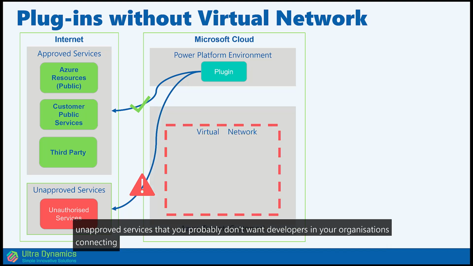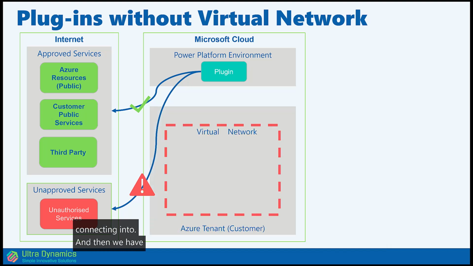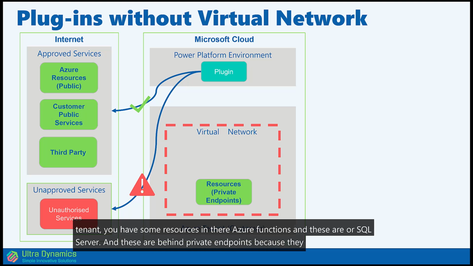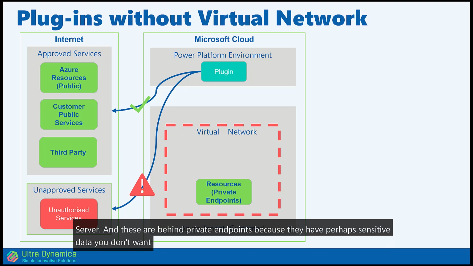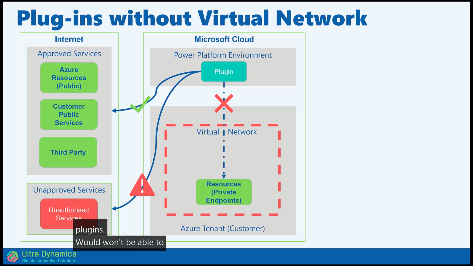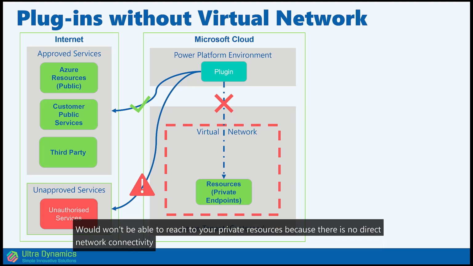And then we have our private resources within Azure. So you probably have an Azure tenant. You have some resources in there like Azure Functions or SQL Server, and these are behind private endpoints because they have perhaps sensitive data you don't want to expose to the internet. So in the current situation, your plugins won't be able to reach your private resources because there is no direct network connectivity between the plugin that is running within the Microsoft Cloud and your private resources.